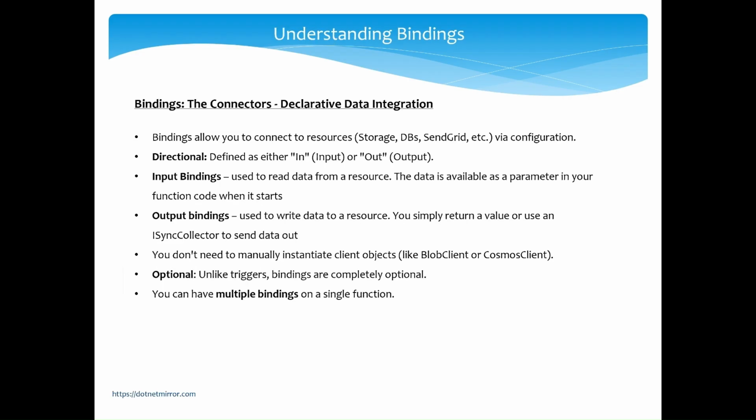Now that we know how to start the code, let's talk about the bindings, the connectors. Bindings are a declarative way to connect your function to other Azure services. Instead of writing 20 lines of boilerplate code to authenticate, open a connection, and instantiate a Cosmos client or a Blob client, you just declare what you want in the function signature. Bindings have directions. They are either input, bringing data into the function, or output, sending data out. Unlike triggers, bindings are totally optional, but they are the secret to keeping your code clean and manageable.